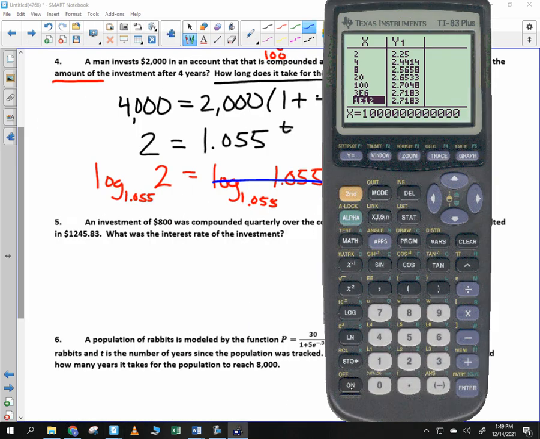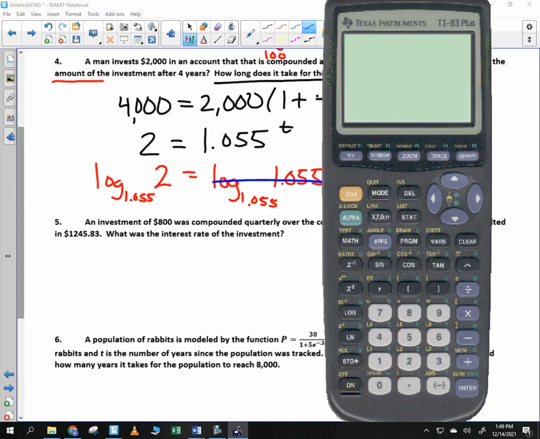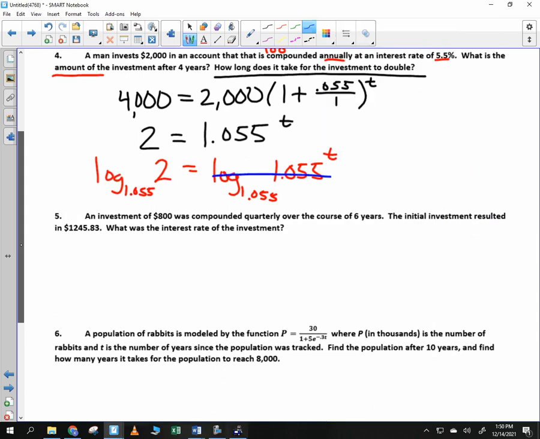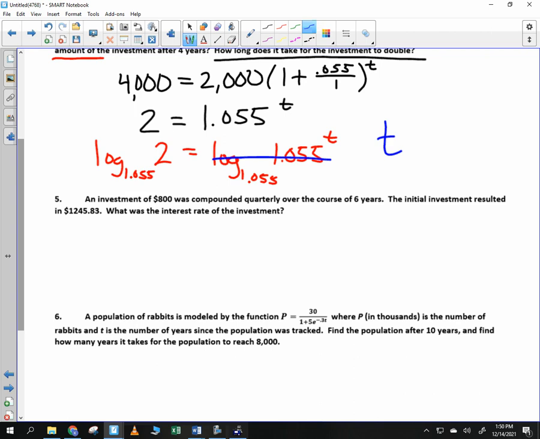Ella speaks forth, words of wisdom for us. She says log of 2 divided by log of 1.055, and I get 12.95. We got t is equal to 12.95 years. So Gav's got to wait 13 years before it doubles.